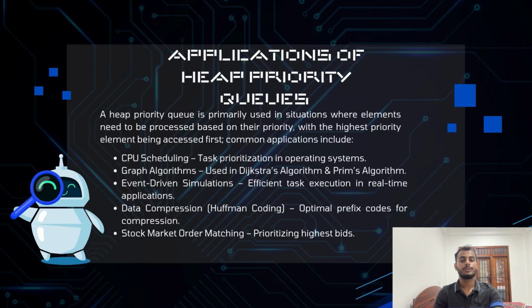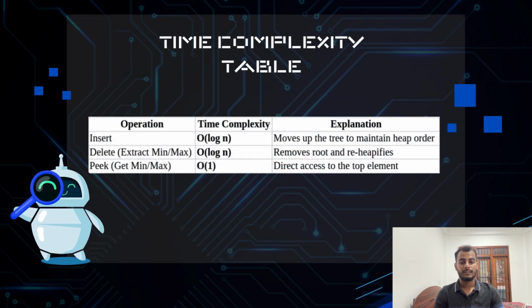Now let's look into the time complexity table. Insertion and deletion are O(log n) because we need to maintain the heap property, which requires rebalancing the tree. However, peeking at the highest priority element is O(1) since it's always at the root. Building a heap from an unsorted array can be done in O(n) time.